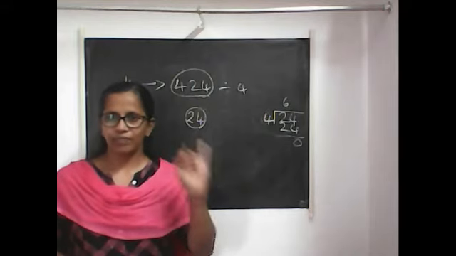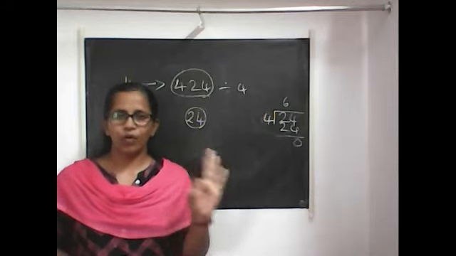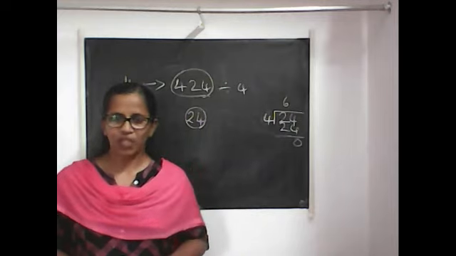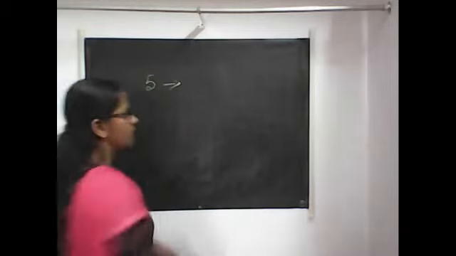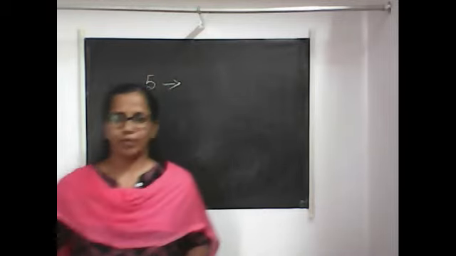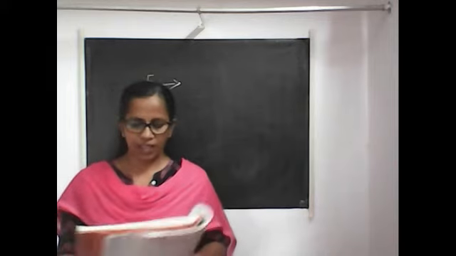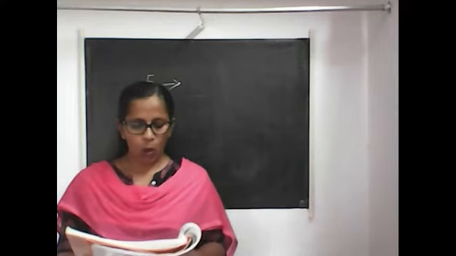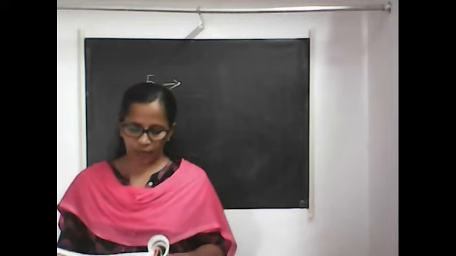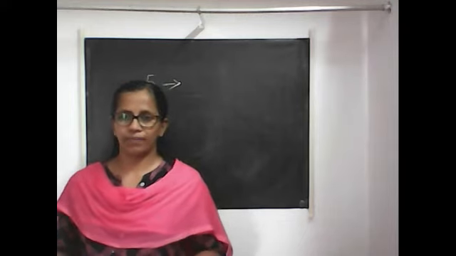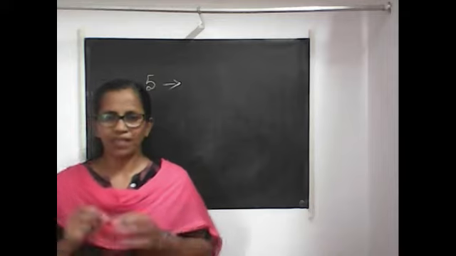2 is over. 3 also we found out. 4 also we studied. Next we are going to study the divisibility test of 5. It's a very simple one. From your textbook, I will read it. All numbers ending with 0 and 5 are divisible by 5. It is very simple.